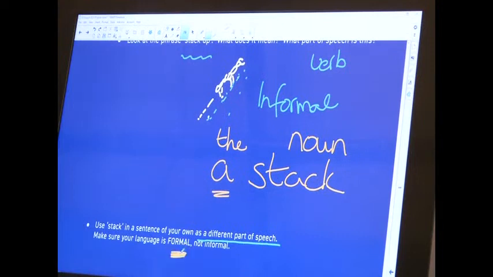And formal. I was thinking that some students might write something like, oh, I have a stack of homework to do. That's informal. Literally, your books are piled one on top of the other, but a stack of homework means a lot of homework. So that's informal. So just be careful when you are asked in a test or an exam to write a sentence of your own. I would always try to write a formal sentence rather than an informal sentence.